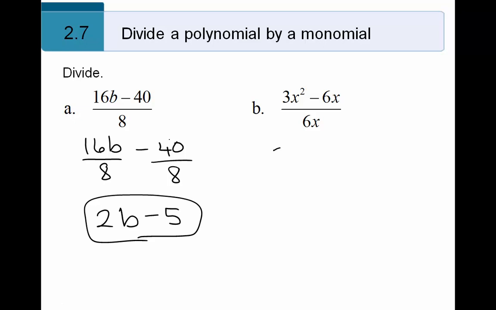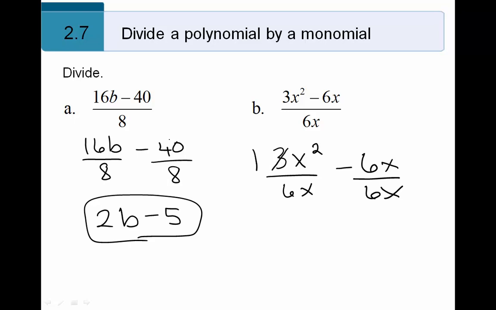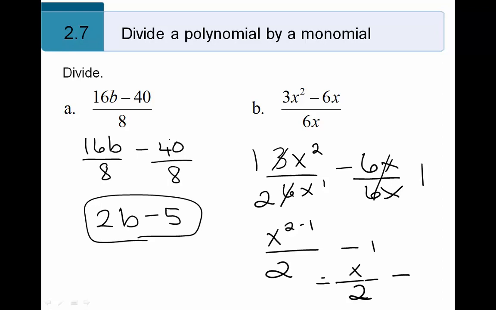In example B, we have 3x squared divided by 6x and negative 6x divided by 6x. We can reduce 3 and 6. 3 goes into here once. 3 goes into 6 twice. So we'll have x to the 2 minus 1, because we're simplifying the x squared over x. The 2 remains on the bottom, and we don't need to write the 1 because 1 times x would just be x. Notice 6x divided by itself is 1. So our final answer will be x over 2 minus 1.